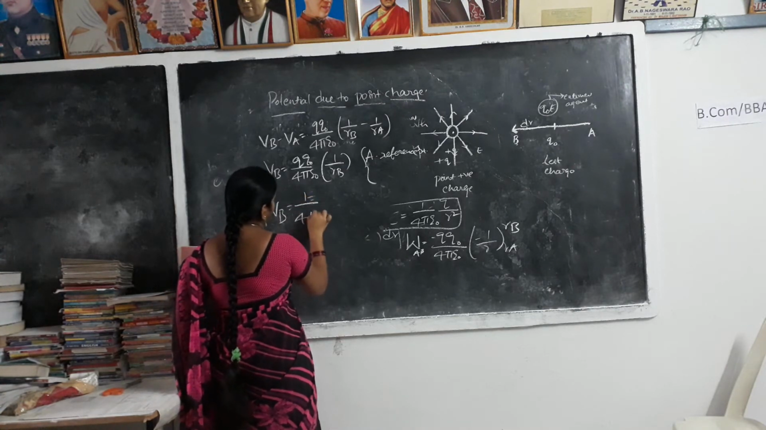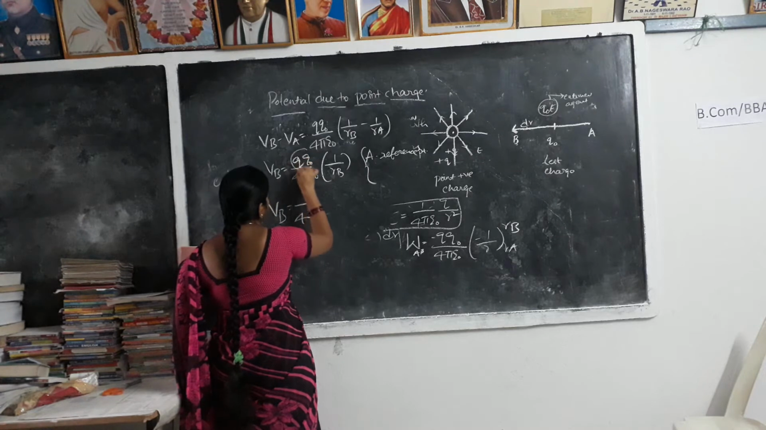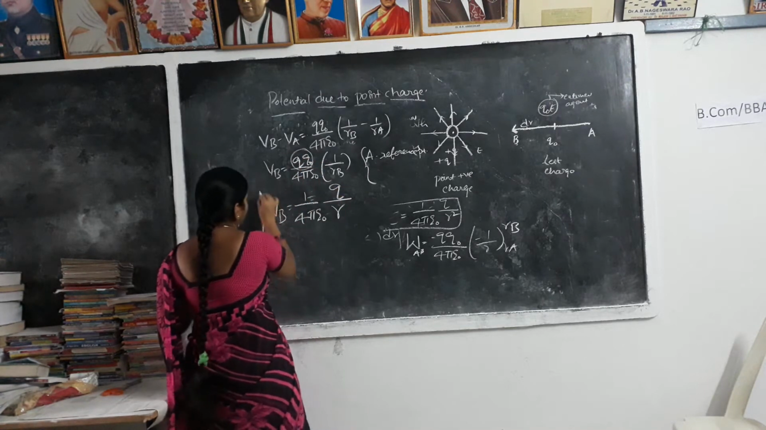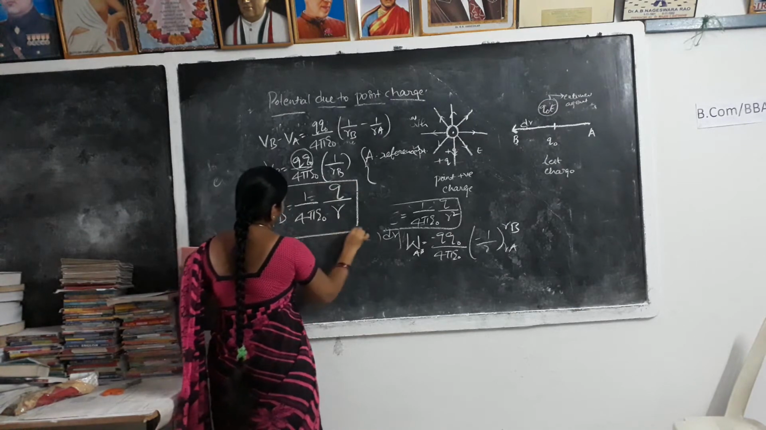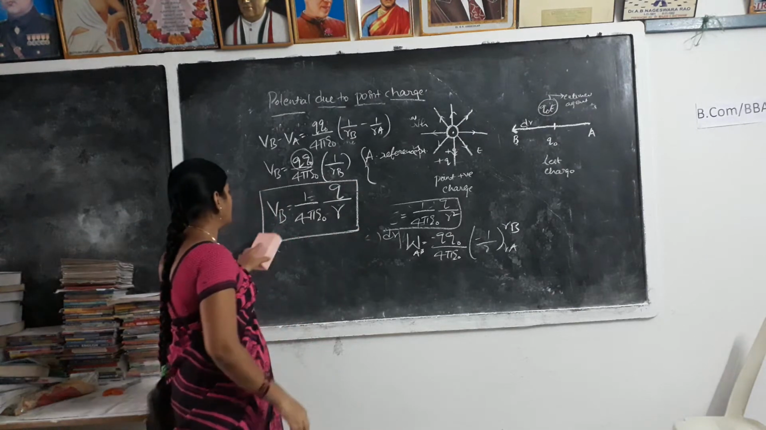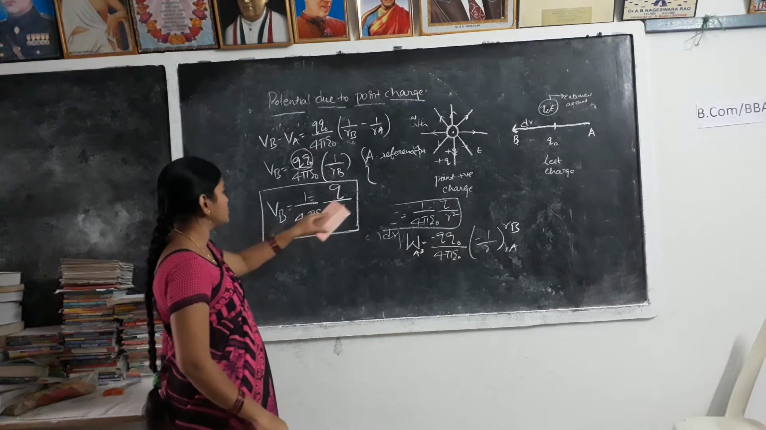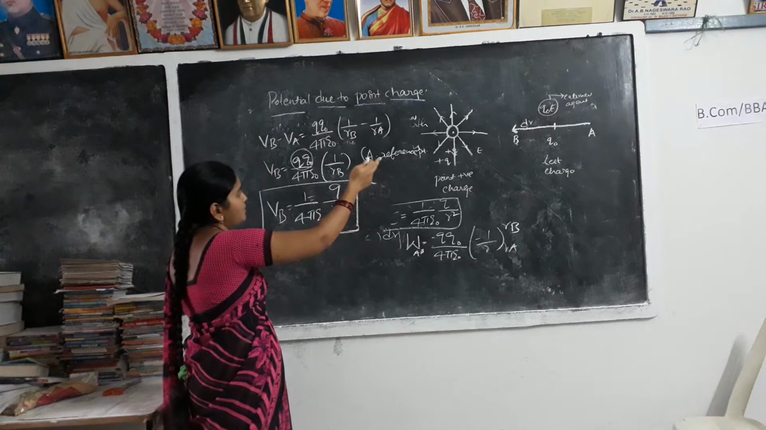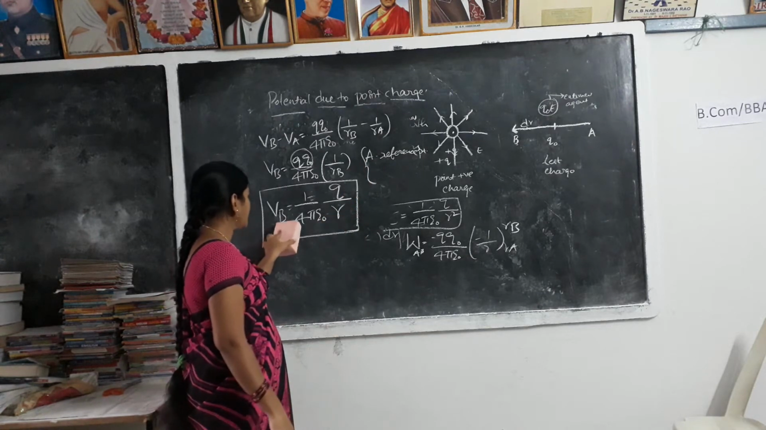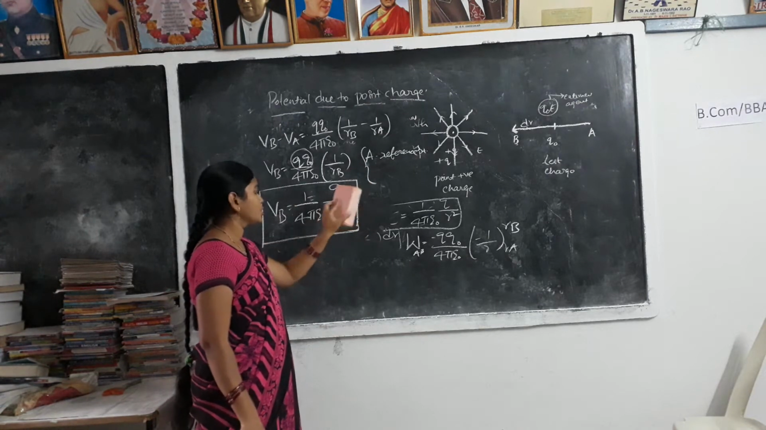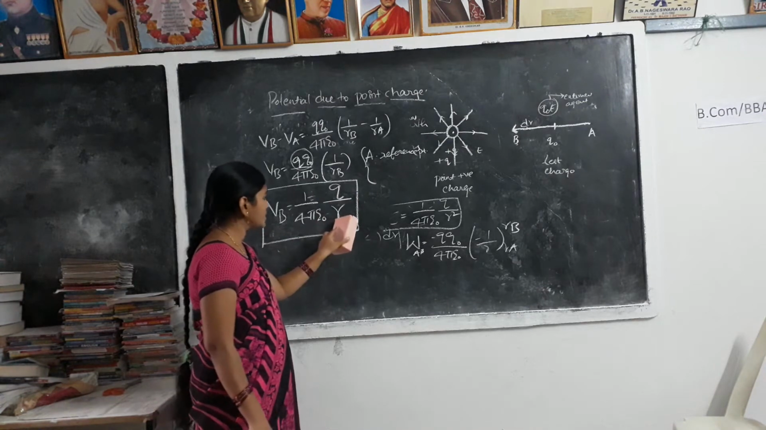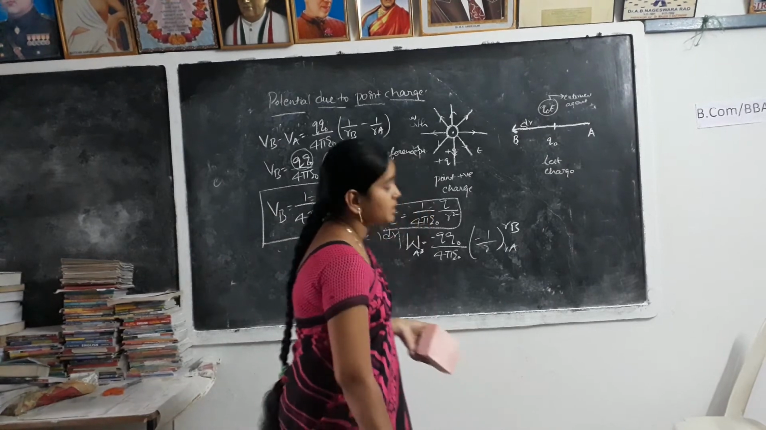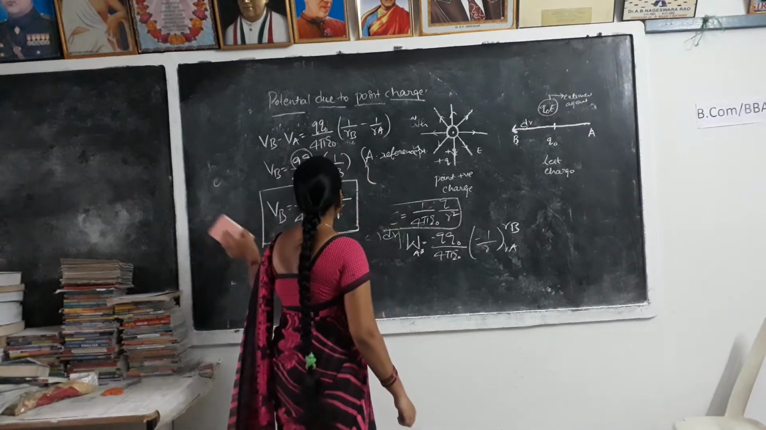V equals 1 by 4 pi epsilon Q by R. That means here the potential due to a point charge, we consider the potential at point B. Then the potential at point B is directly proportional to the total charge and inversely proportional to the distance. This is about potential due to point charge.